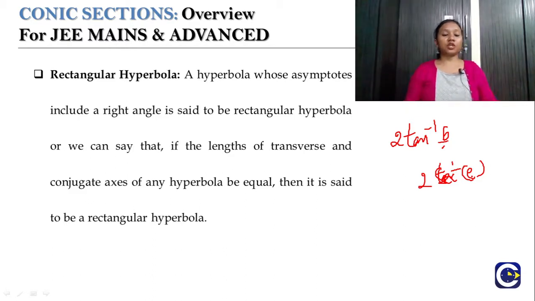Right, so you have to keep that in mind. A hyperbola whose asymptotes include a right angle is said to be a rectangular hyperbola. Or we can say that if the lengths of the transverse and conjugate axes of any hyperbola are equal, then it is also said to be a rectangular hyperbola. That means a equal to b.